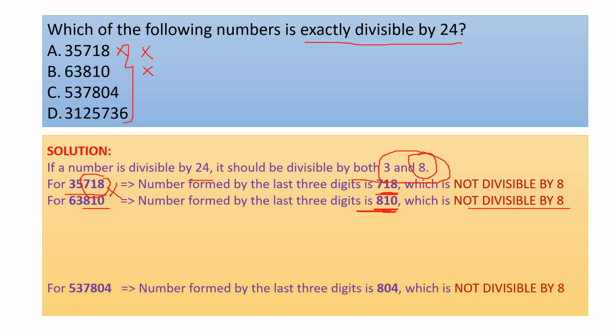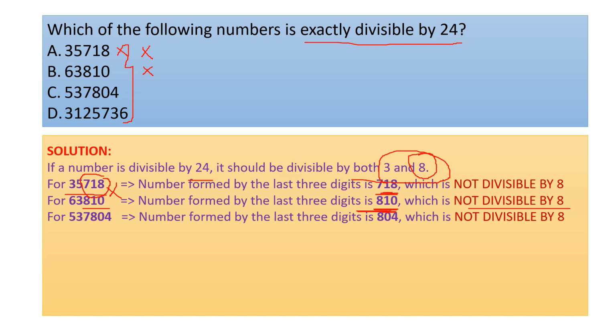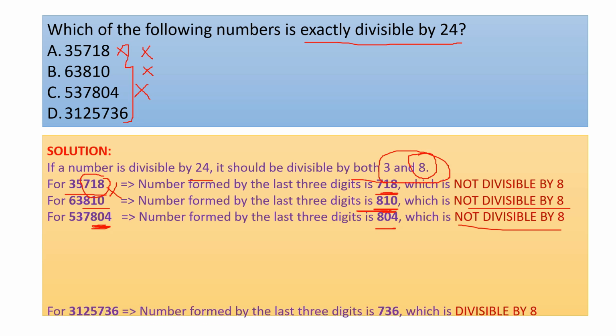And then we are checking for option C, which is 537804. Here the number formed by the last 3 digits is 804. Here 804 is also not divisible by 8. So then absolutely it is not divisible by 24. So this is also not correct. Then we are checking for option D.